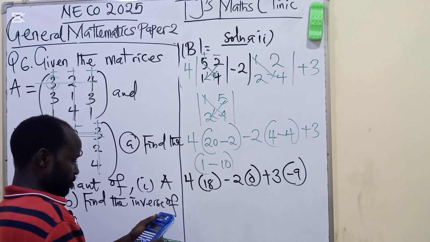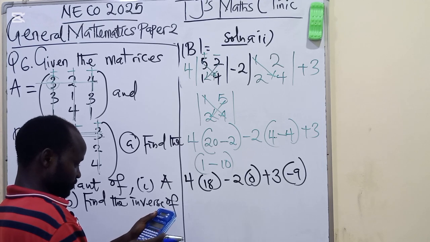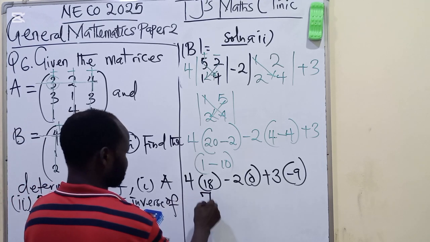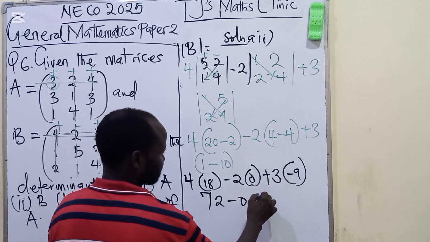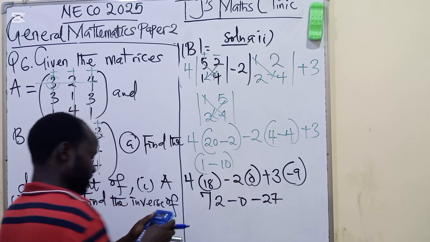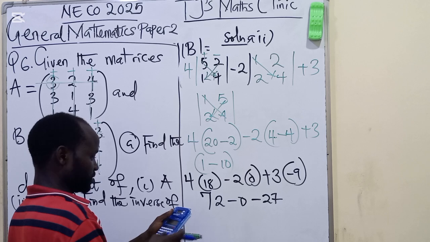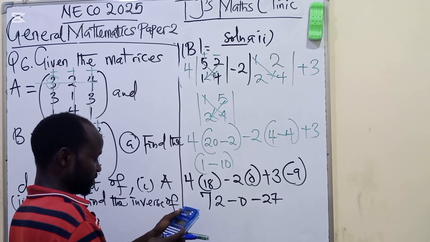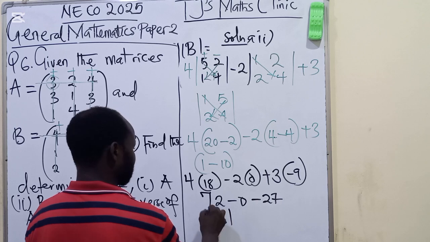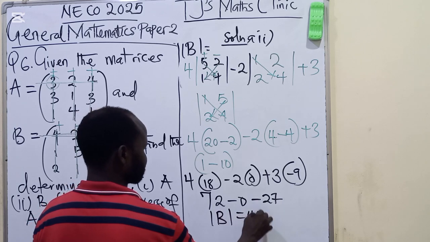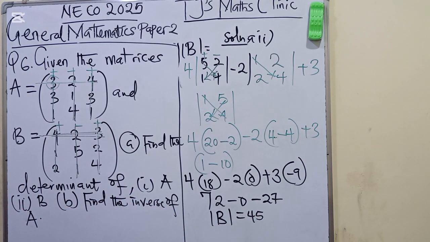18 times 4, what do we have? 18 multiplied by 4 will be 72, minus 0, minus 3 times 9 is 27. So let's subtract 72 minus 27. What are we going to have? The determinant of B now is 45. Very important. So the determinant of B is nothing but 45.